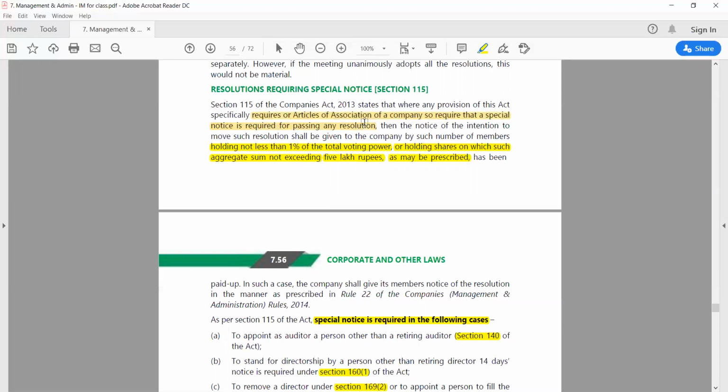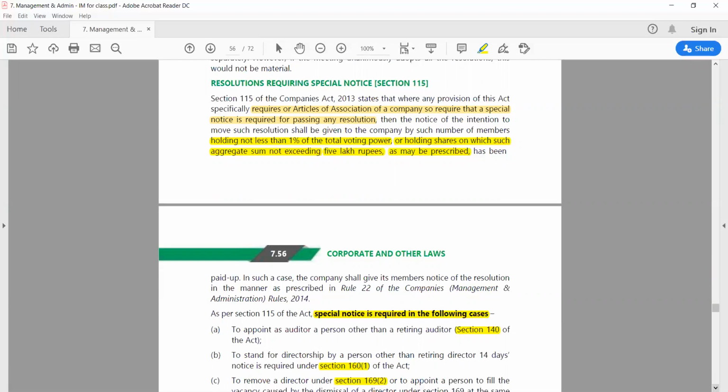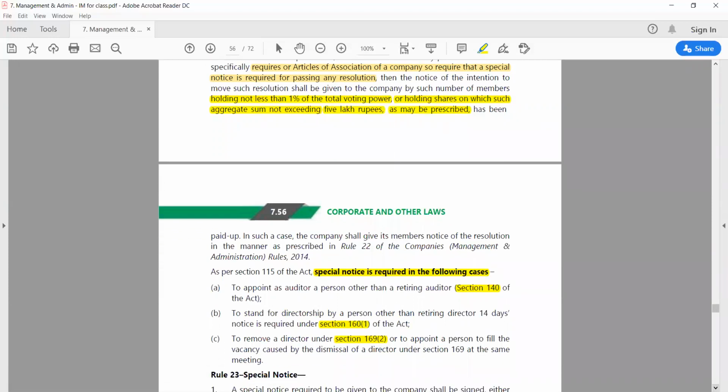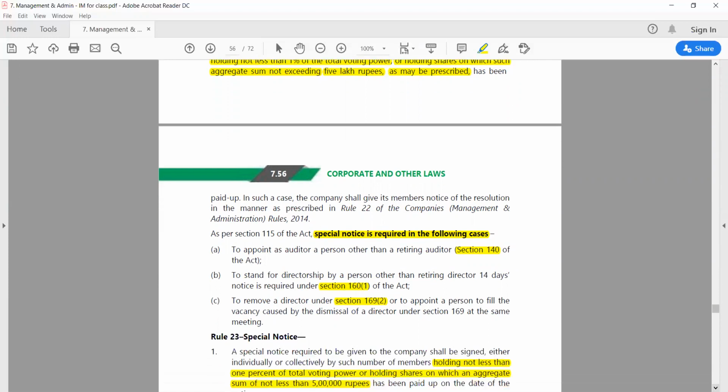What does that mean? The notice of that resolution shall be given to the company by members holding not less than 1% of the total voting power, or holding shares on which the aggregate sum paid up is not exceeding 5 lakh rupees. We have already discussed the same thing previously also. So when it is special notice, you should ensure two things: number one, holding not less than 1% of the total voting power, or holding shares not exceeding 5 lakh rupees as prescribed. For that only, special notice is to be done.